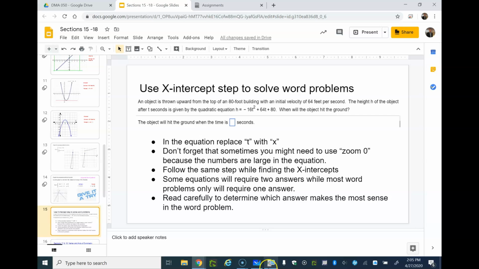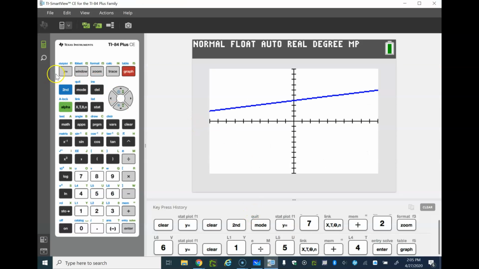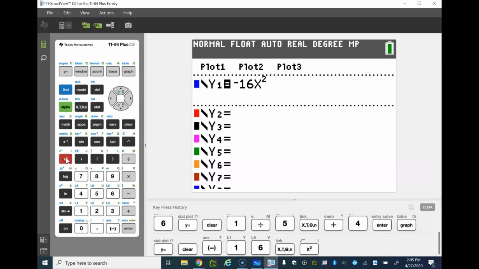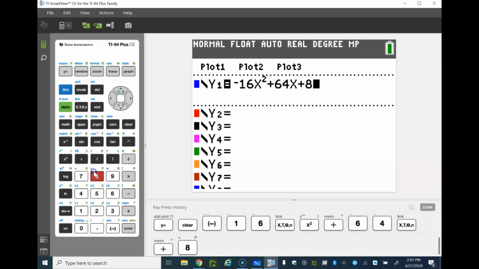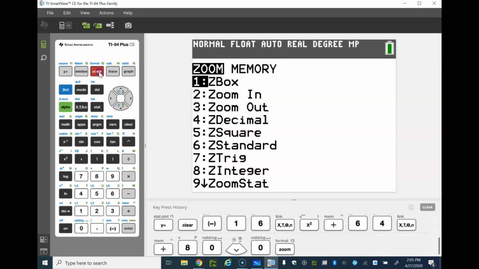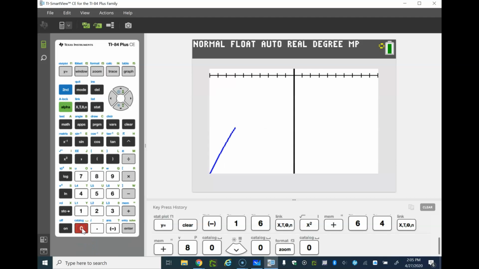So let's go ahead and figure out what this answer is going to be. So we have negative 16x squared plus 64x plus 80. For the second one, we're going to drop down here and put ground 0. So we're going to put 0 here for our ground 0. So zoom and then click on the 0 to make it fit.